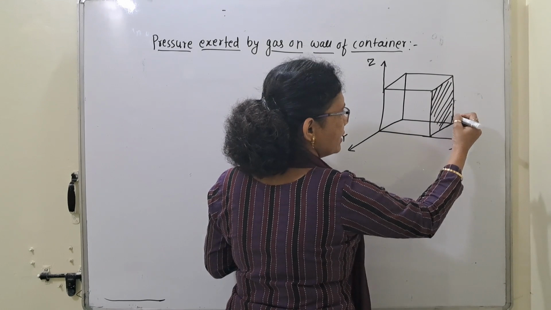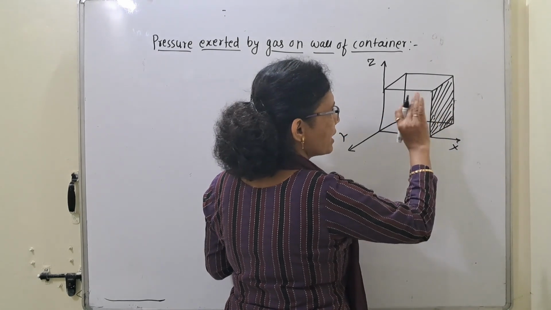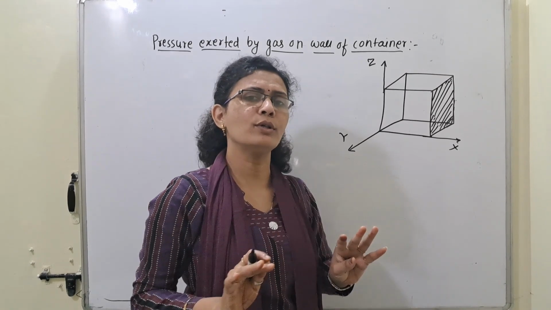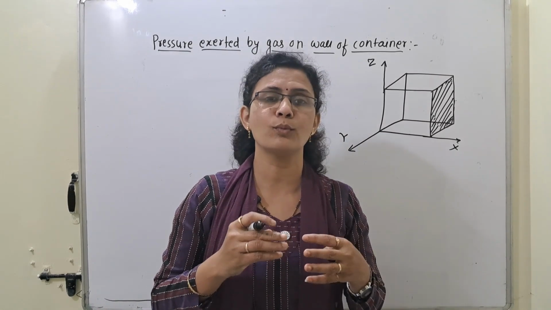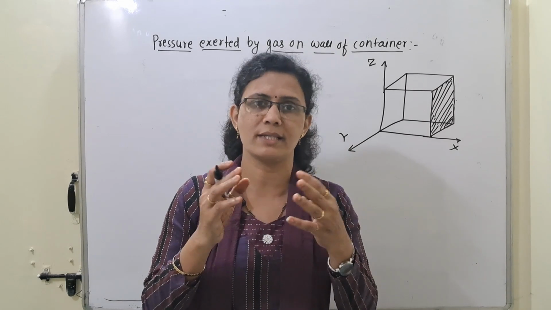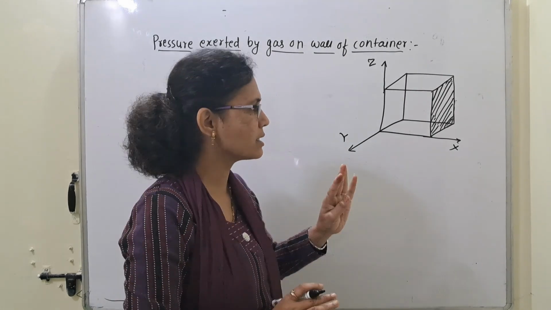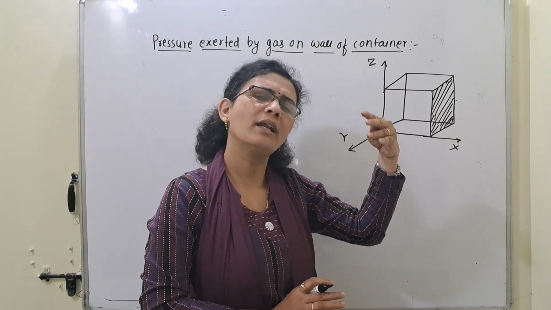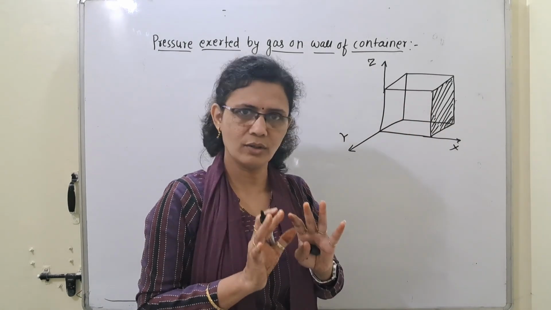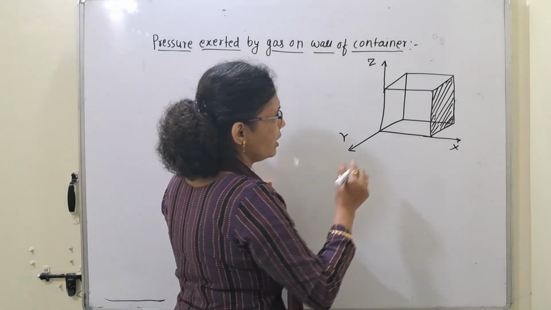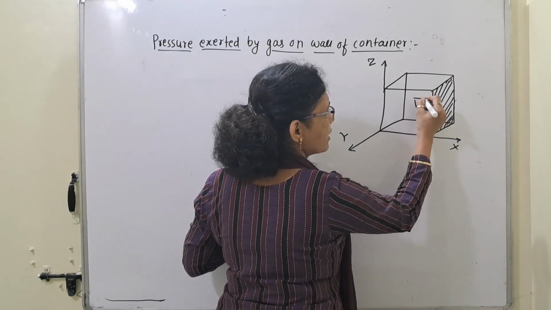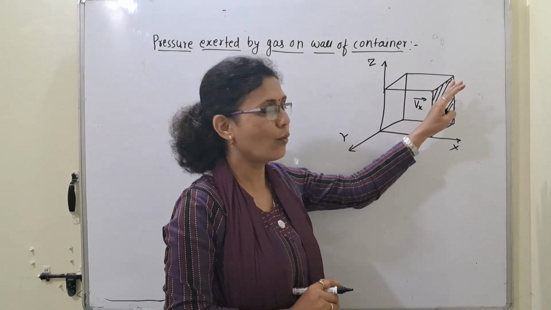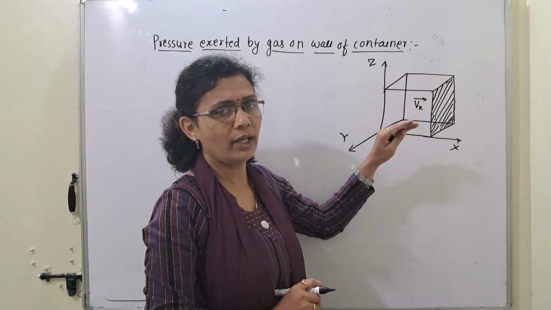Here we are going to consider the pressure exerted by the gas molecule on this wall of the container. Molecules are moving in all possible directions, x, y, z axis. But here initially we will consider the x axis only. Then lastly we will generalize the equation. So if I consider Vx as the velocity of the molecule which is going to collide on this wall of the container, what will happen?